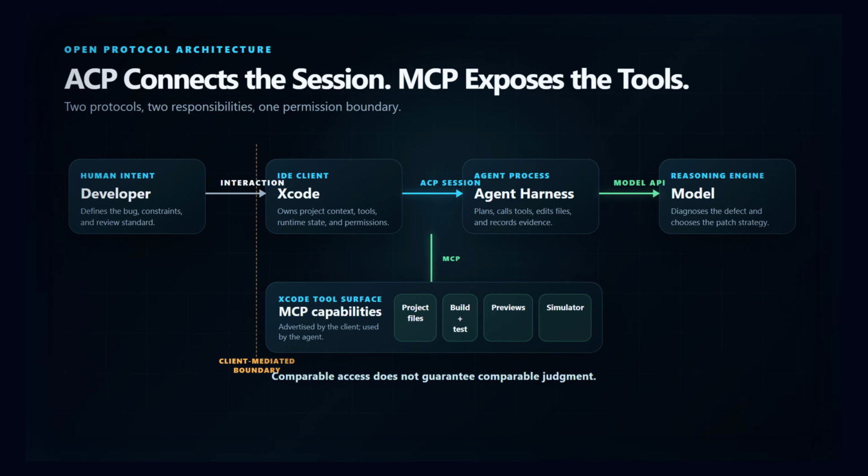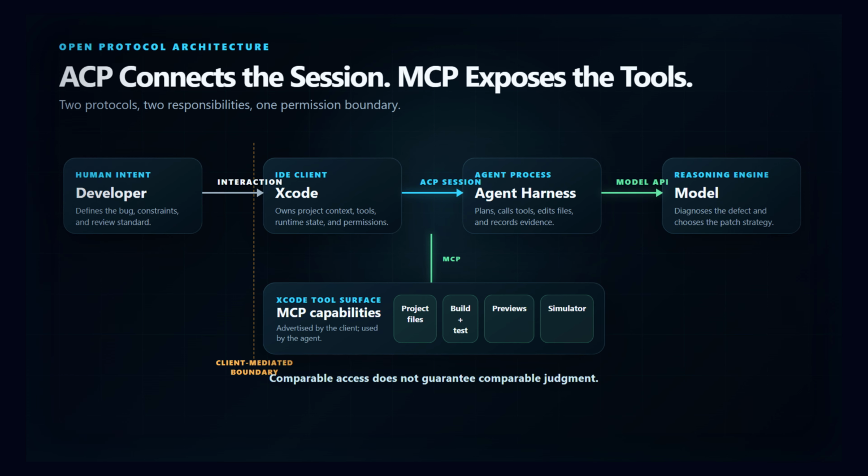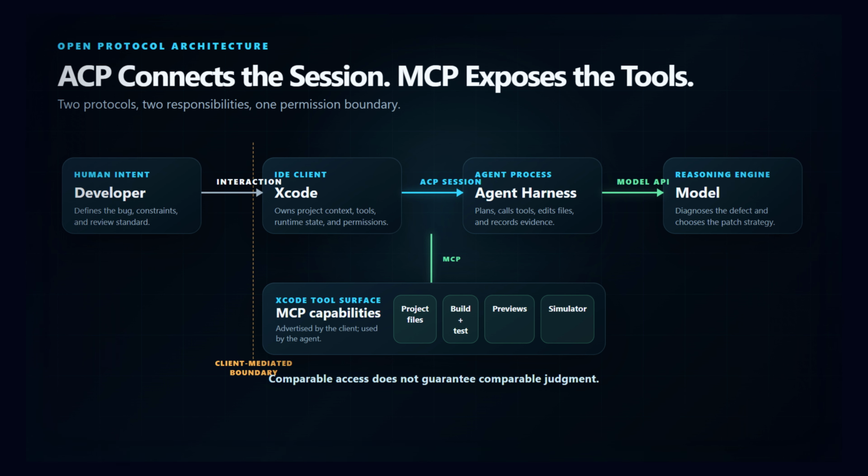Gemini's documented ACP mode shows the composition directly. Xcode controls the session, advertises IDE capabilities through an MCP server, and mediates file system access. So the interesting question is no longer whether every model sees the same chat box. It is this: if the agents receive comparable tools, do their fixes and evidence actually converge?